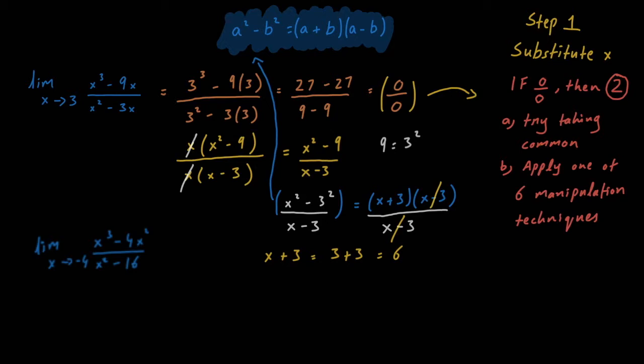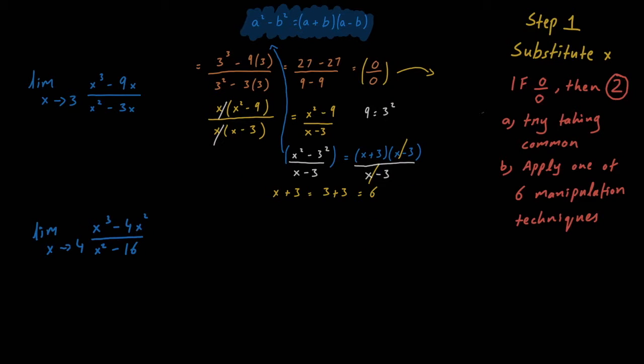6 is your answer. Limit as x approaches 4 of x cube minus 4x squared divided by x squared minus 16. We know the first step is to simply substitute for x. We will get 4 cube minus 4 square divided by 4 square minus 16, which is 64 minus 64 divided by 16 minus 16, and it is 0 divided by 0.